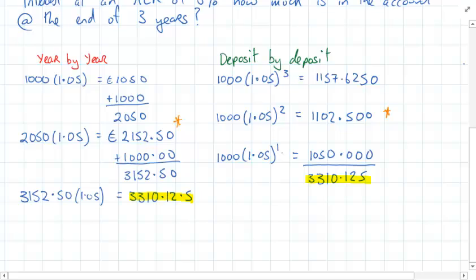So if we look at the successive terms in my deposit-by-deposit approach, to go from there to there, all I need to do is multiply by 1.05. To go from this term to this term, all I have to do is multiply by 1.05. So based on what we discussed at the start of this tutorial, what we should see very easily is that what we have here when we use a deposit-by-deposit approach is a geometric sequence.